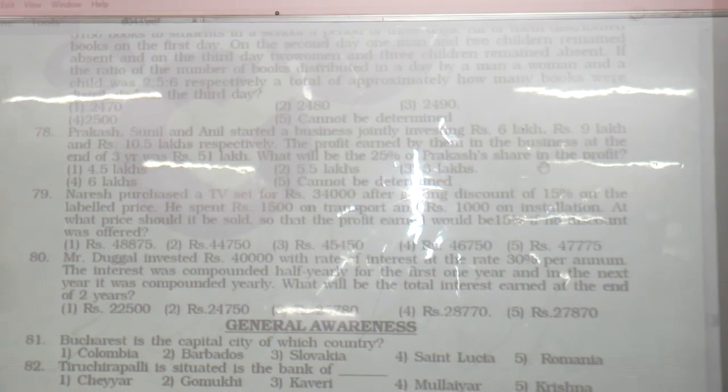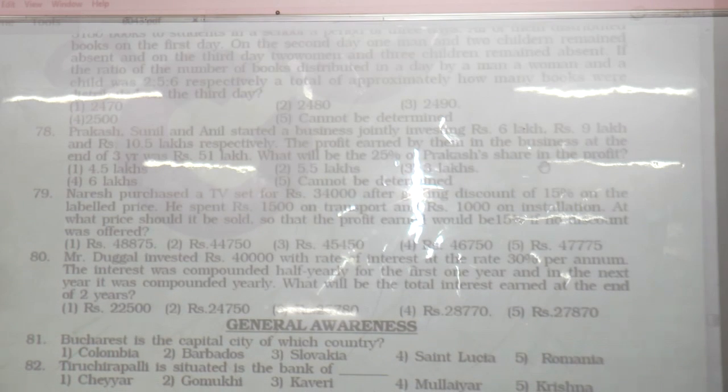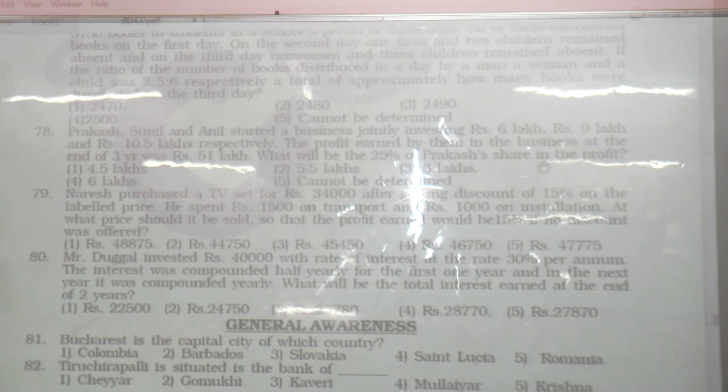Naresh purchased a TV set for 34,000 rupees after giving a discount of 15% on the labelled price. So labelled price is 40,000. 4,000, 2,000, 6,000 minus 34. Fine. 40,000. He spent 1,500 on transport, 1,000 rupees on installation. At what price should it be sold so that the profit earned would be 15% if no discount was offered?